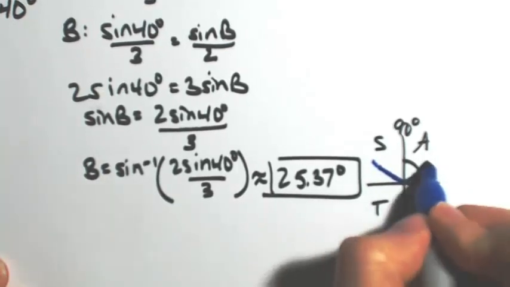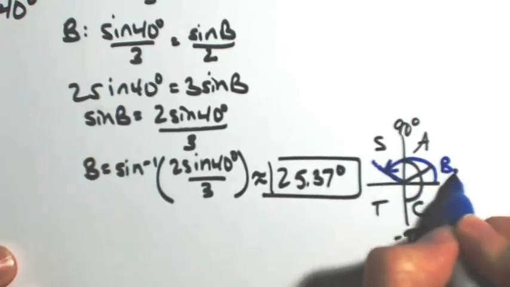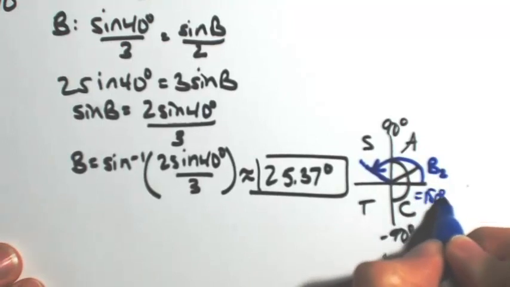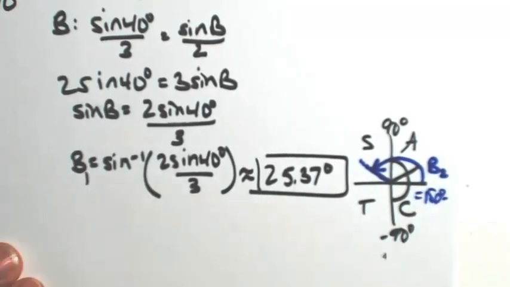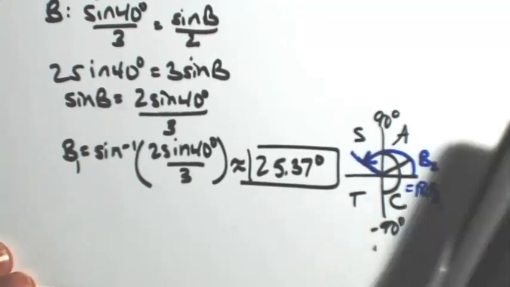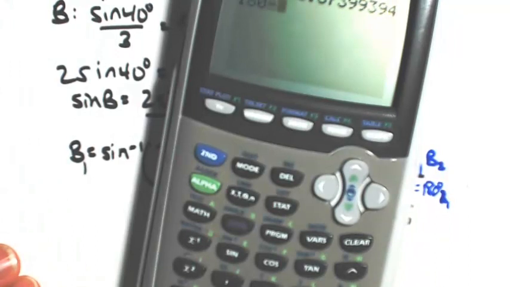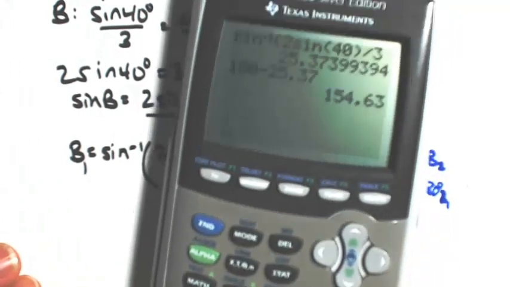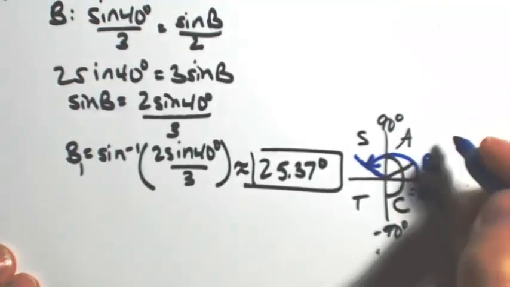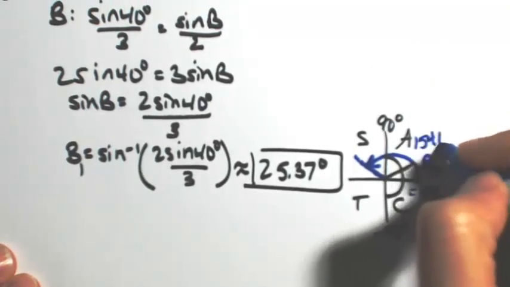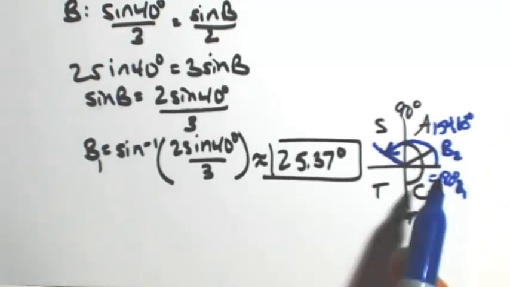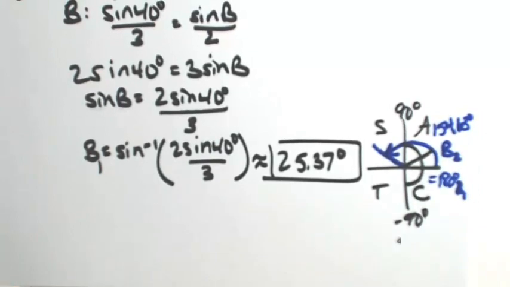I'm looking for, maybe call this B2, which is going to be 180 degrees minus, let's call that B1. So if I do 180 minus 25.37, a second possible angle is 154.63 degrees. That would also work, because the sine of that will also give us the same value.